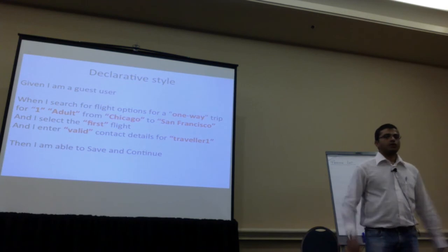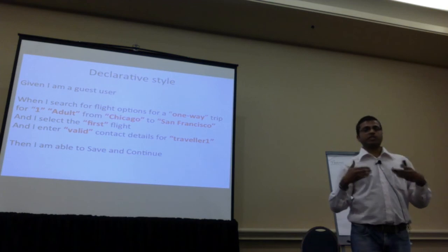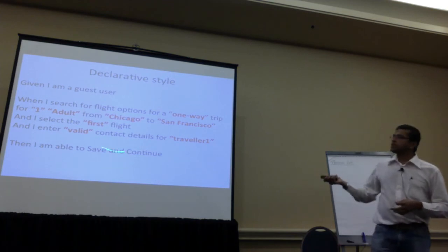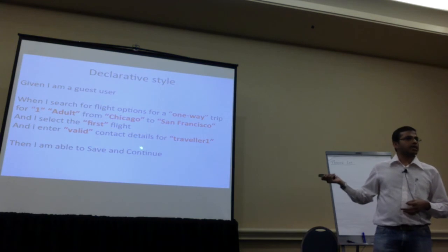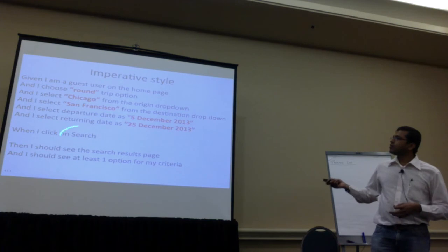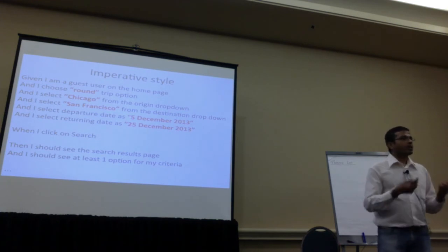The bigger difference that comes to me, as you start practicing specifying intent in these formats, is that if I read this, the intent of the test is clear. In the earlier case, in imperative, I don't know what the intent is. I'm talking about UI actions. What is important to you?